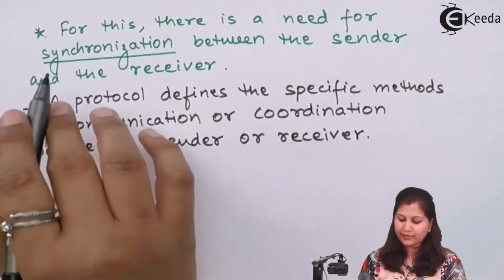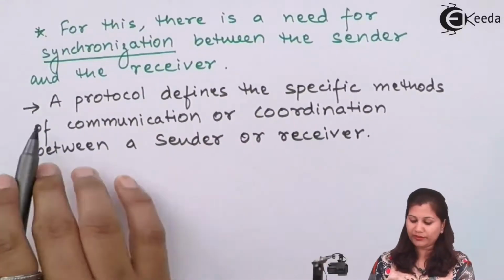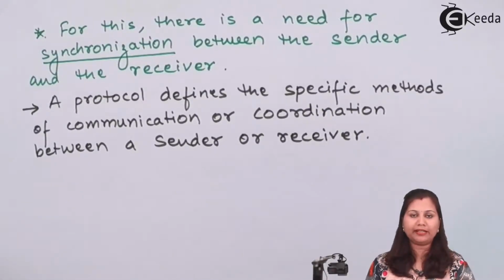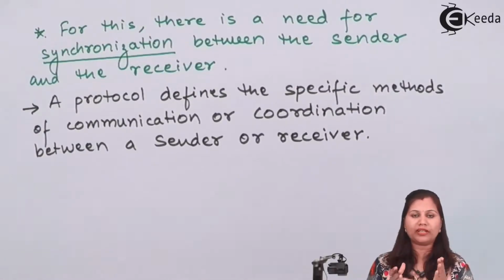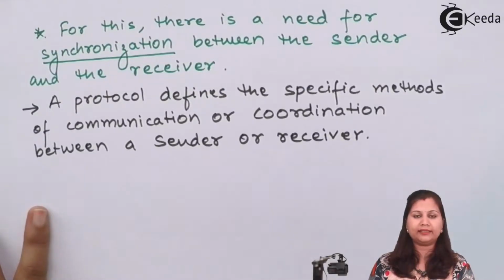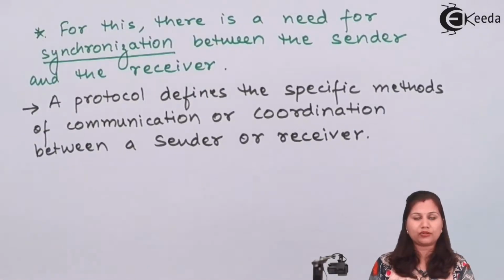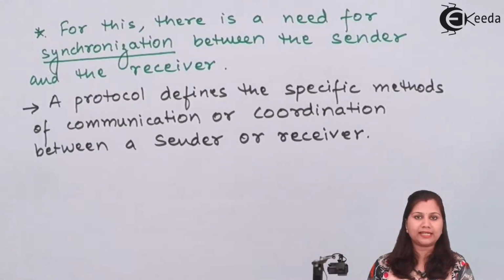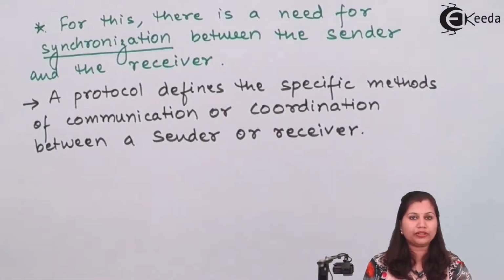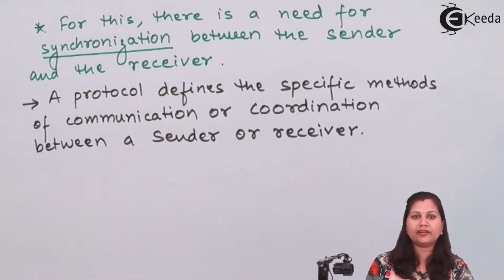Now for this synchronization between the sender and receiver, a protocol has been defined. A protocol, in our day-to-day language, is a set of rules. So rules are defined for the transmission or the coordination between the sender and the receiver, and these rules are decided, or the protocol is given, by some association, saying that these rules should be followed whenever data transmission is taking place between two devices.